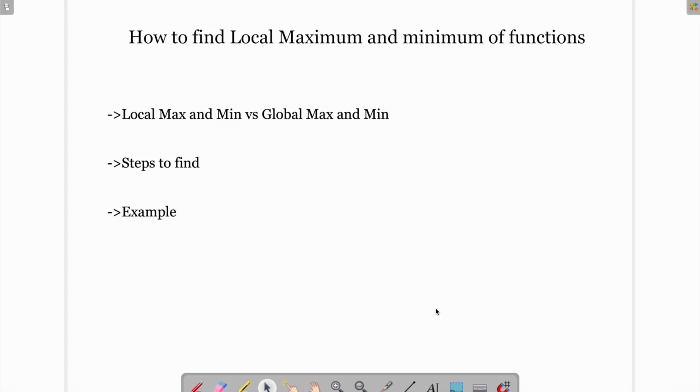Welcome to Keystone Tutoring. Today we'll be talking about how to find the local maximum and minimum of functions. This is our continuation in our series of differentiation. And just to provide an overview, today we'll be talking about the local max/min versus the global max/min, steps to finding the local max/min, and one example which we will go through in thorough detail to provide all necessary information.